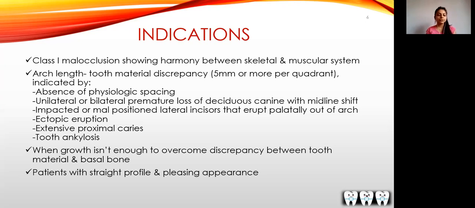And next is tooth ankylosis. It is the condition in which there is fusion of cementum with that of bone. So when there are retained primary teeth due to ankylosis, it can cause deflection in the eruption of permanent teeth, leading to crowding. Next indication is when the growth is not enough to overcome the discrepancies between the tooth material and basal bone. Next is a patient with a straight profile and pleasing appearance.